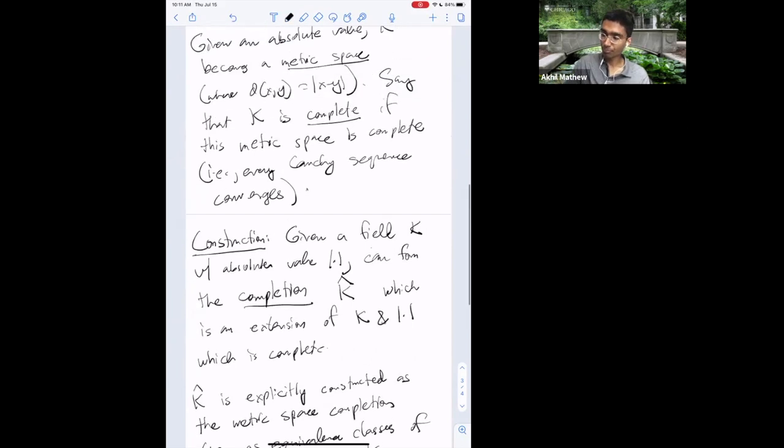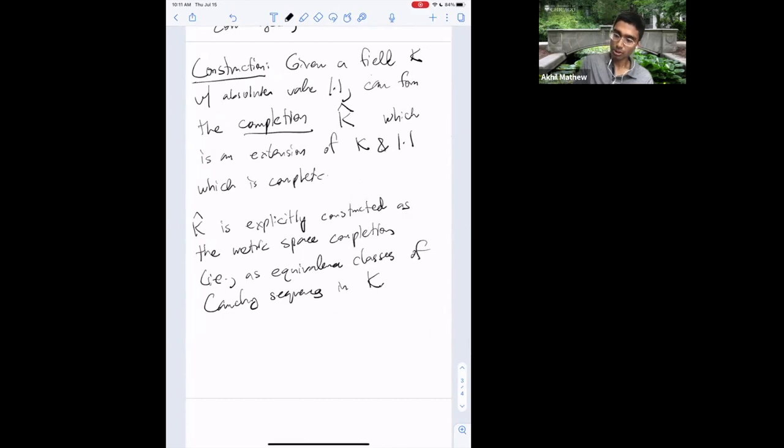In other words, as equivalence classes of Cauchy sequences in K. So for example, if we use the usual absolute value on the rational numbers, then the real numbers are the completion with respect to this absolute value. So the real numbers are the completion of Q with the usual absolute value.